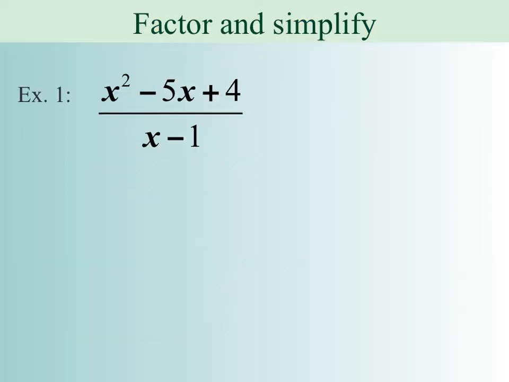So here's a look at your first example, and so again, your rules really are to factor completely the numerator and denominator and then simplify. If you have the same binomials, just get rid of them from the top and bottom.